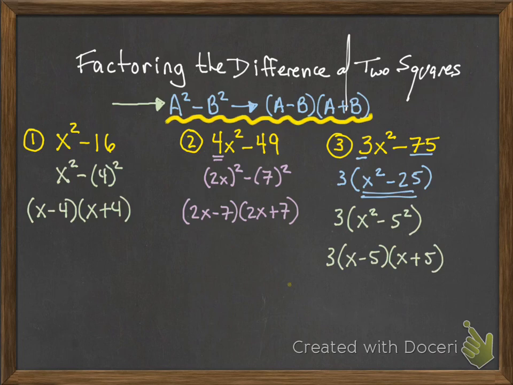And that's really it. We're looking for patterns, recognizing when we see the difference of two squares, and then applying the pattern that we see right here to factor such things out quite easily.